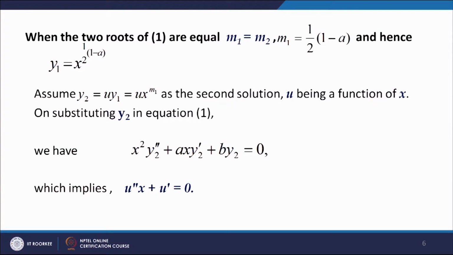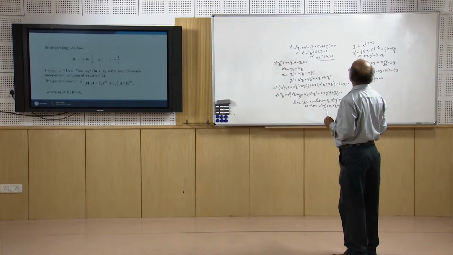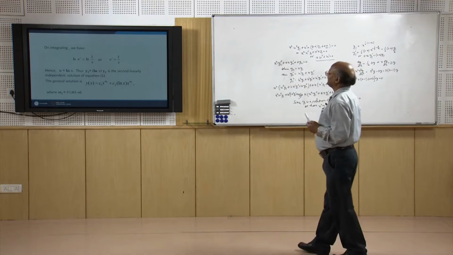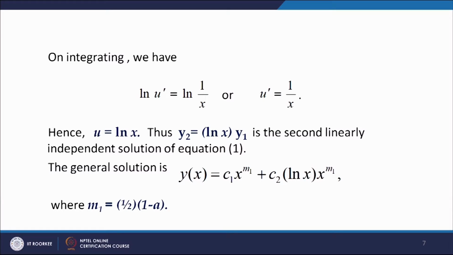Now, we can easily solve this. When you integrate, you can write u double dash by u dash equal to minus 1 over x. So, integrating we get ln u dash equal to ln 1 over x, which will give you u dash equal to 1 by x. So, we get u equal to ln x, and thus by 2 equal to u by 1 will be equal to ln x into by 1. Now, by 2 over by 1 is equal to ln x.